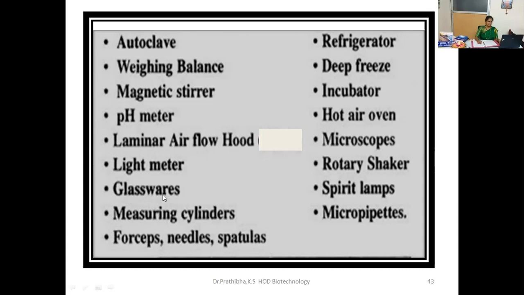The glasswares we are using in tissue culture conditions are mostly made of borosilicate or Pyrex. Measuring cylinders are also borosilicate. Then forceps, needles, and spatulas we need. And we even need a refrigerator in the laboratory. Why do we need this refrigerator? Refrigerator and deep freezer are used to store chemicals and stock solutions. We need this deep freezer.